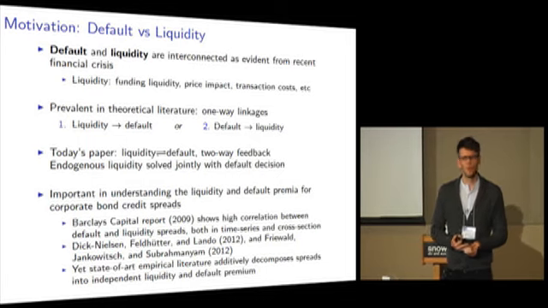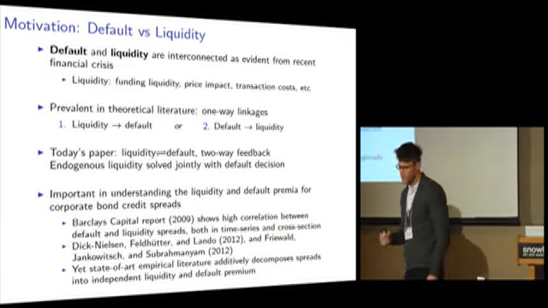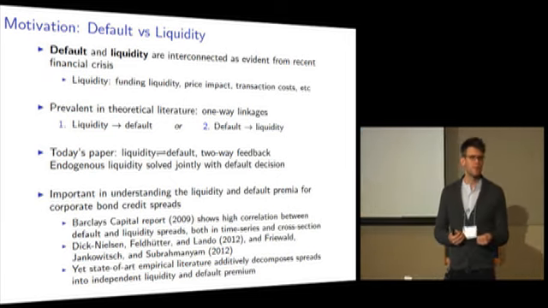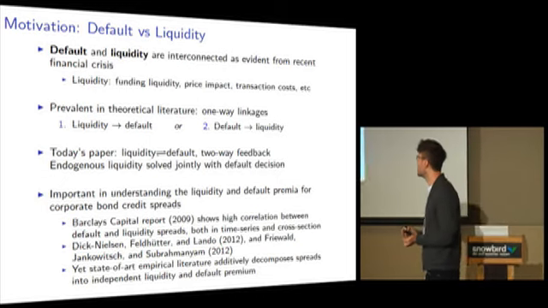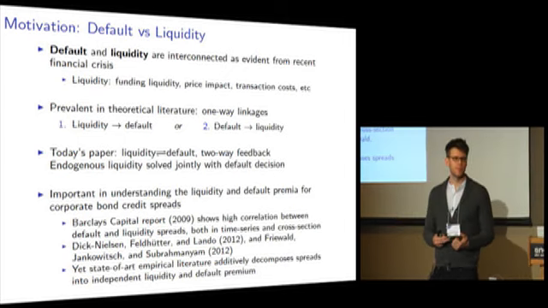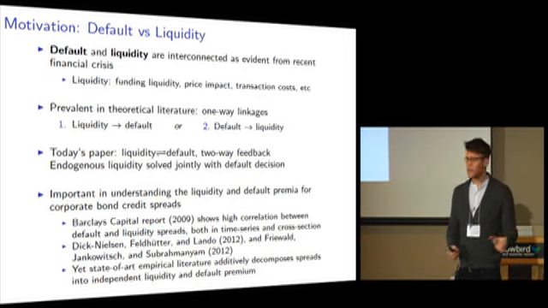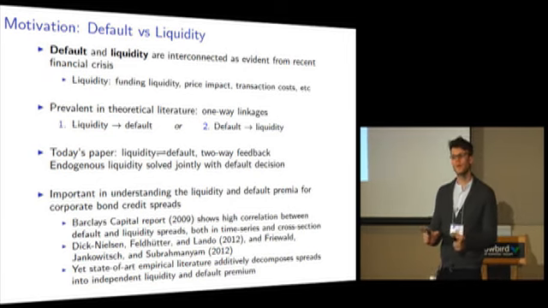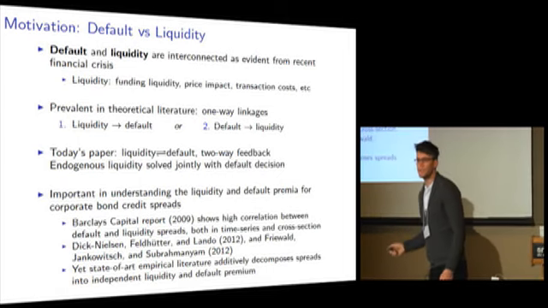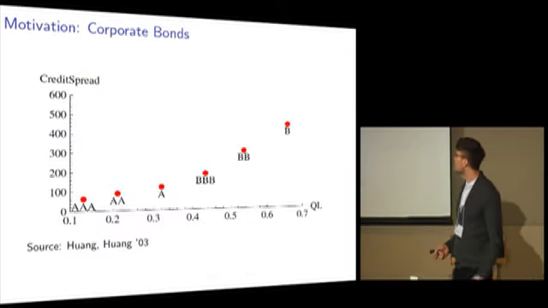Okay? But what's usually ignored in the state-of-the-art empirical literature is the interaction between the liquidity component and the default component. So usually what you see in the empirical literature is an additive decomposition of the spread into, say, an independent liquidity spread and a default premium. And we want to shed more light on how you can interpret these decompositions with our theoretical model. Okay? So what does the data look like?